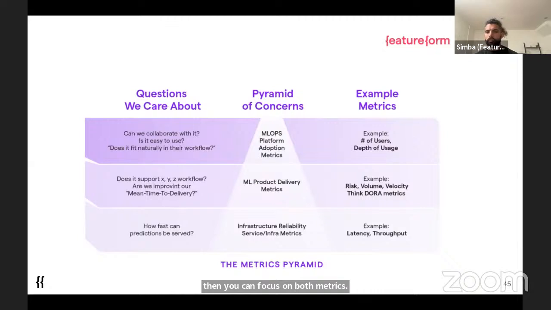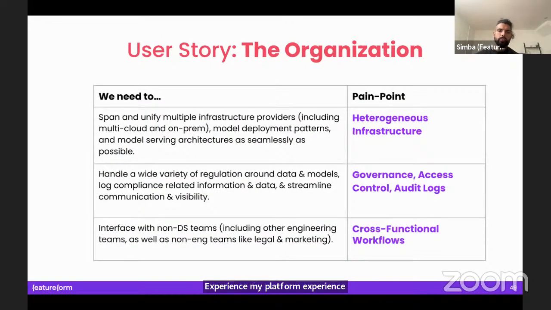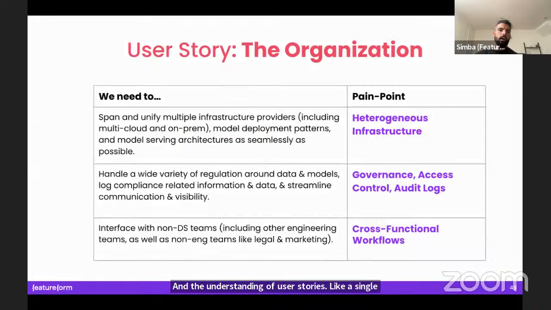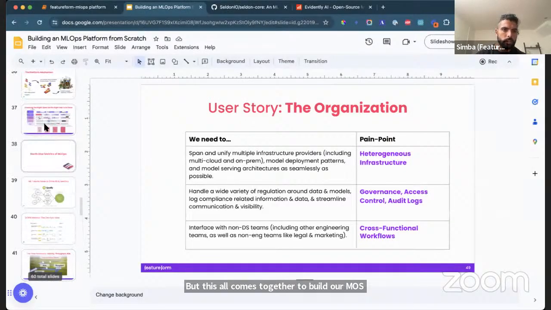Let's say your platform is very reliable. It works in theory, but no one's using it. Then you can go into product hat mode and really focus on how to iterate on your product experience, your platform experience, and understanding your user stories. A single data scientist is going to have very different problems and pain points than a massive organization. But this all comes together to build our MLOps platform.